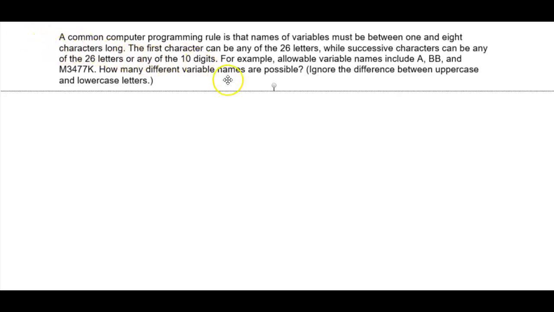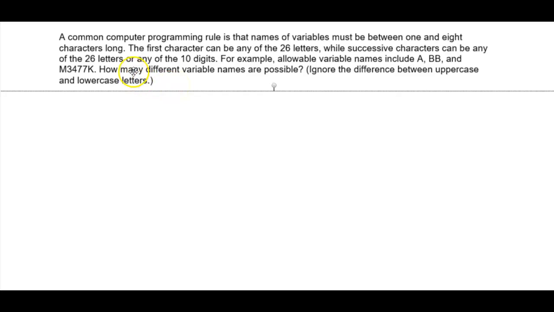A common computer programming rule is that names of variables must be between 1 and 8 characters long. The first character can only be one of the 26 letters, while successive characters can be any of the 26 letters or any of the 10 digits. So for example, allowable variable names include A, BB, and M3477K.